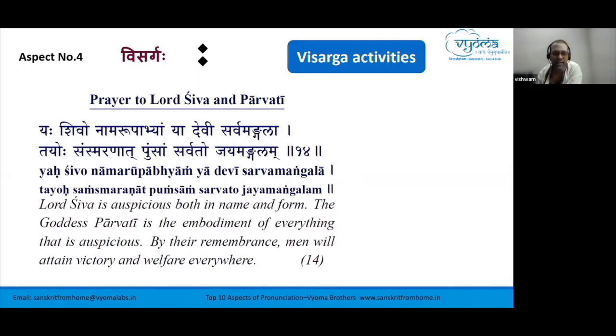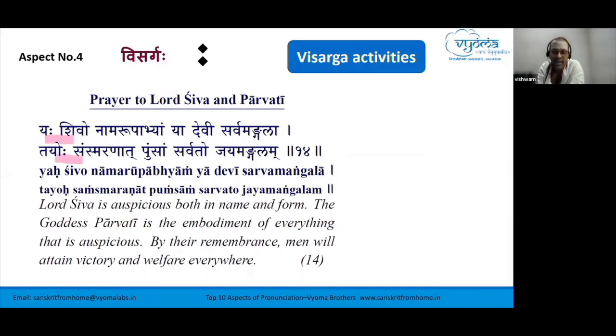Now can we chant the shloka again? Yasho nama rupabhyam ya devi sarvamangala tayo samsmaranat punsam sarvato jayamangalam.